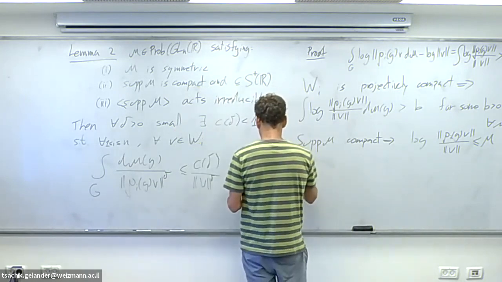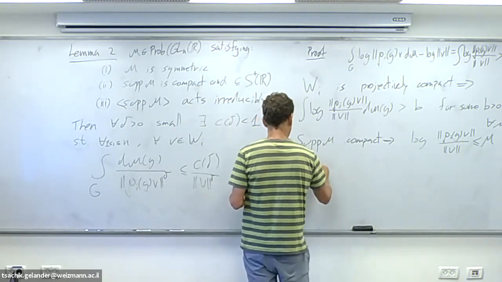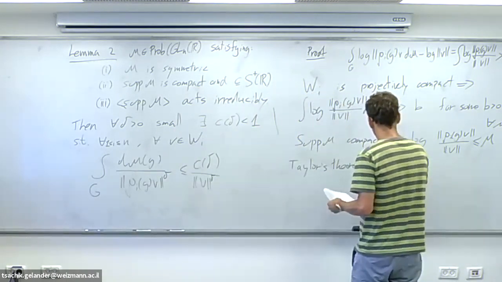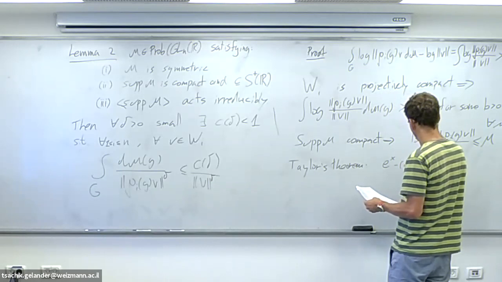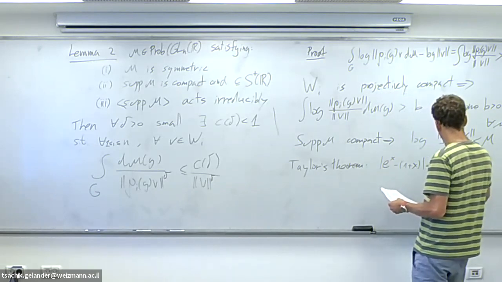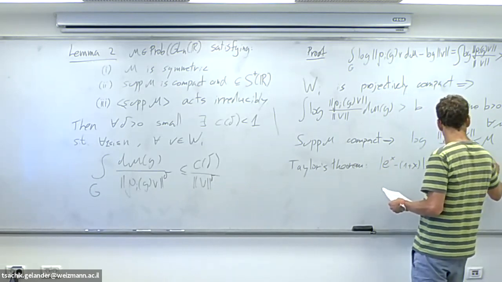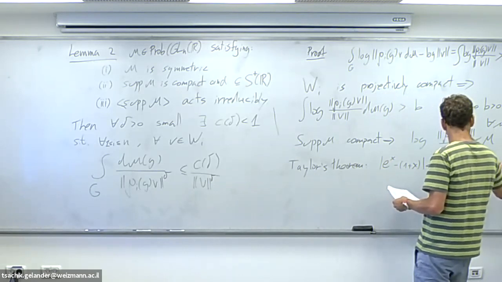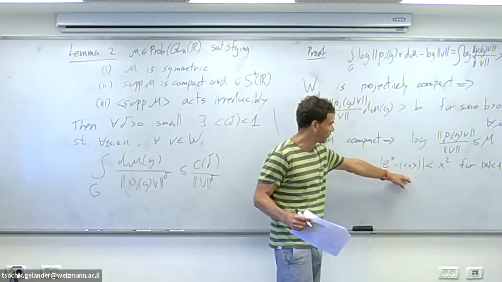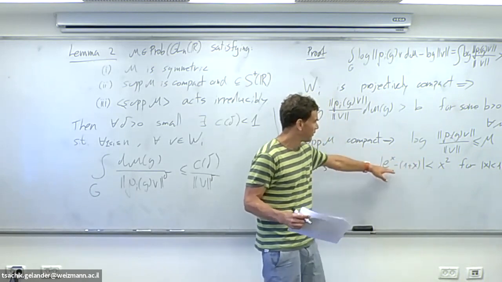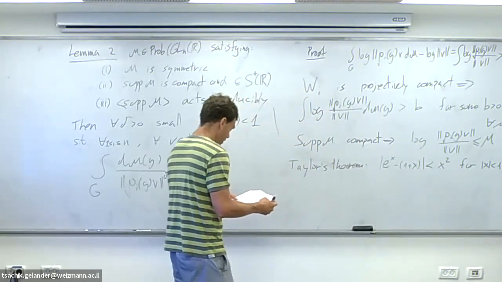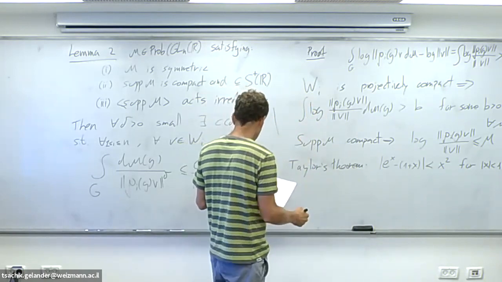So Taylor's theorem says that e to the x minus 1 plus x is smaller than x squared for x which is small. This is an exercise. If you take the expansion of e to the x, you have 1 plus x plus x squared over 2 plus and so on, and if you sum them for small x, you see that it's less than x squared. The exercise.